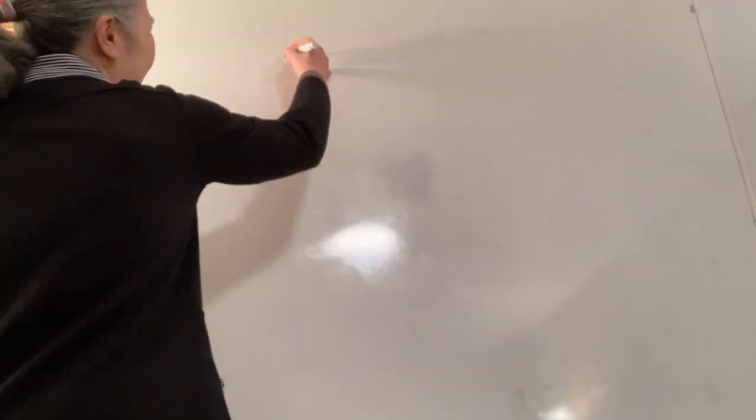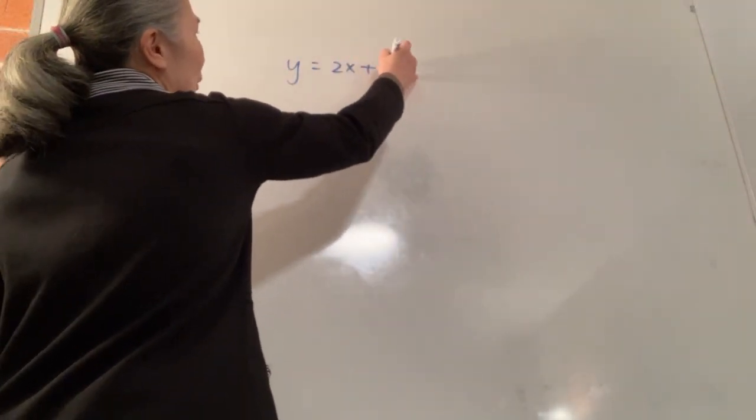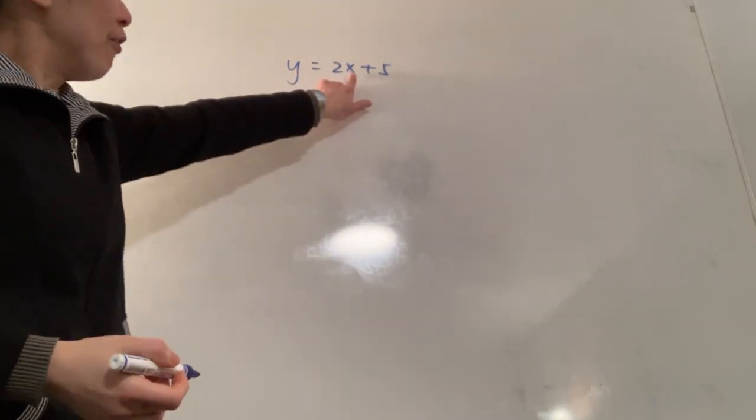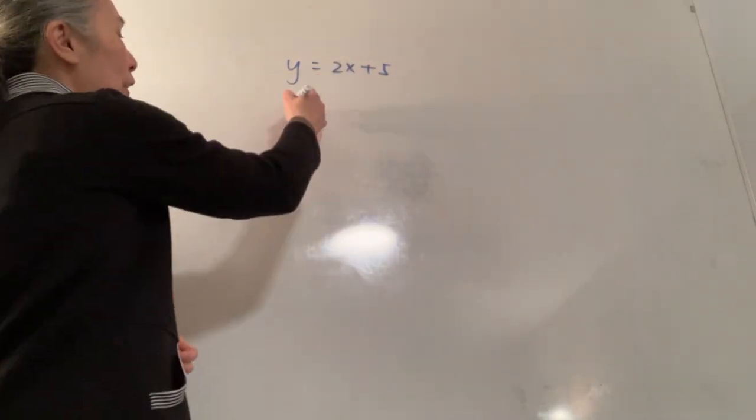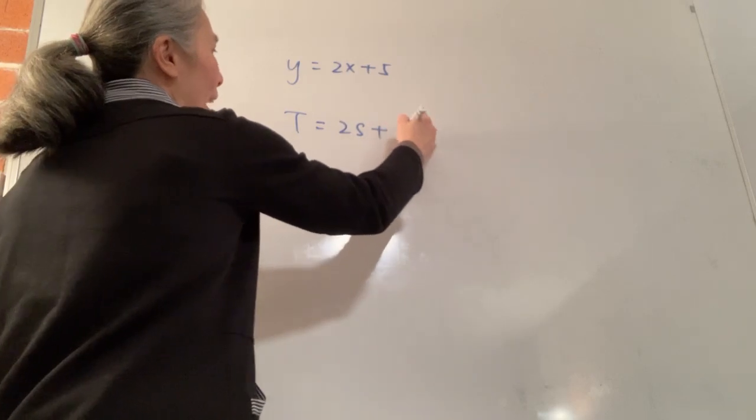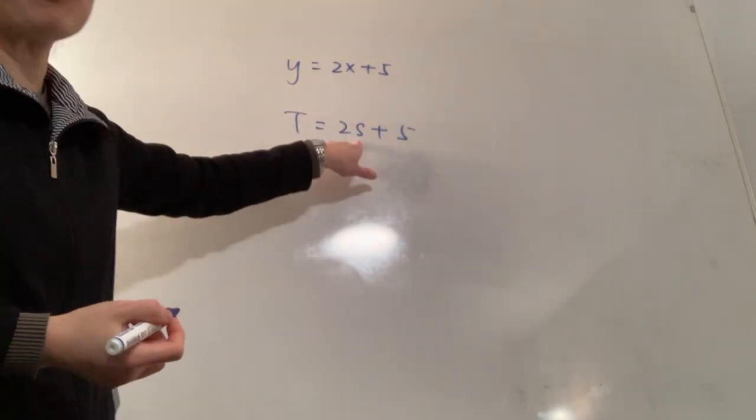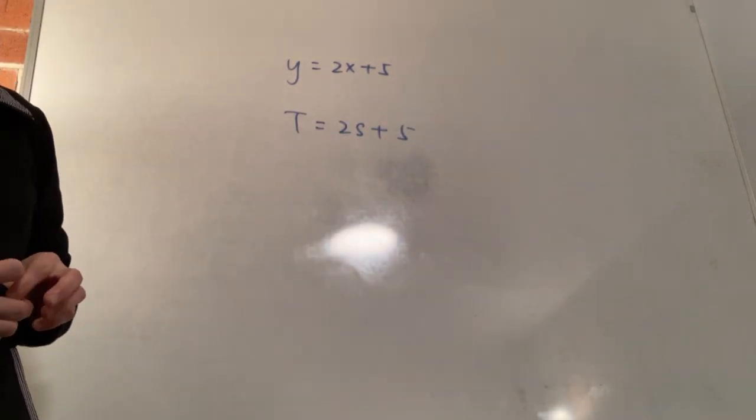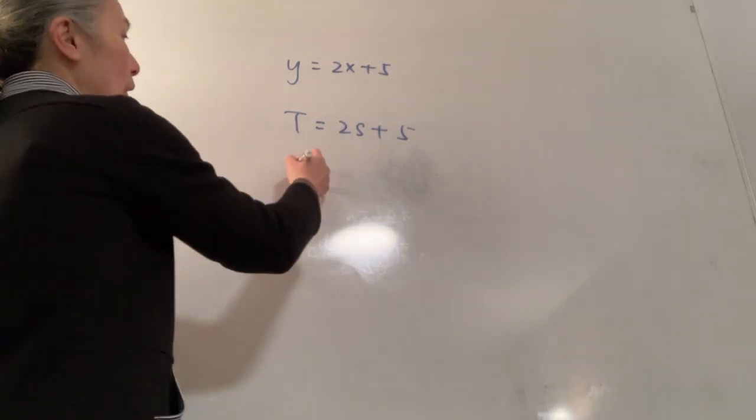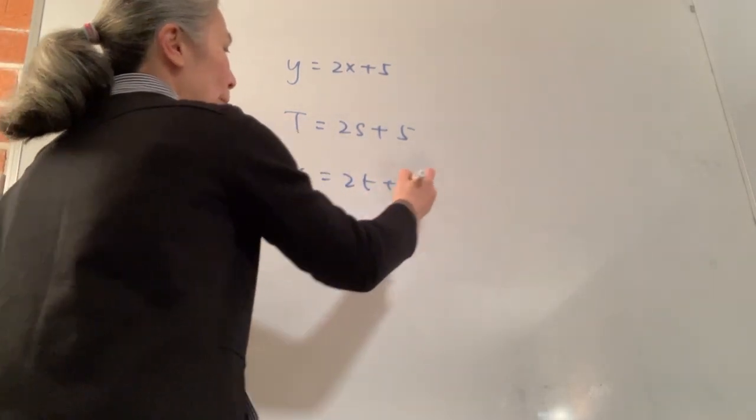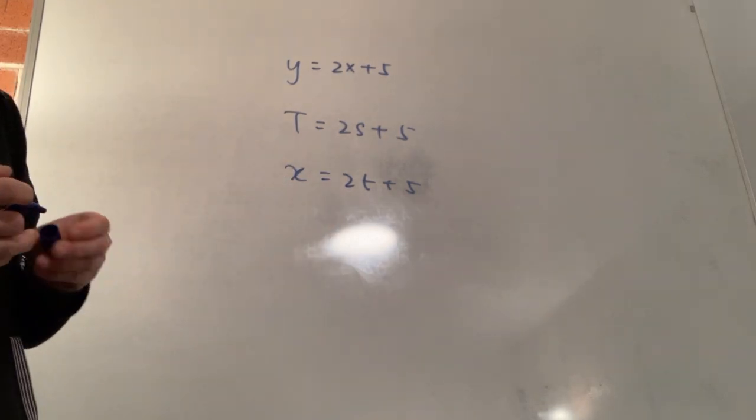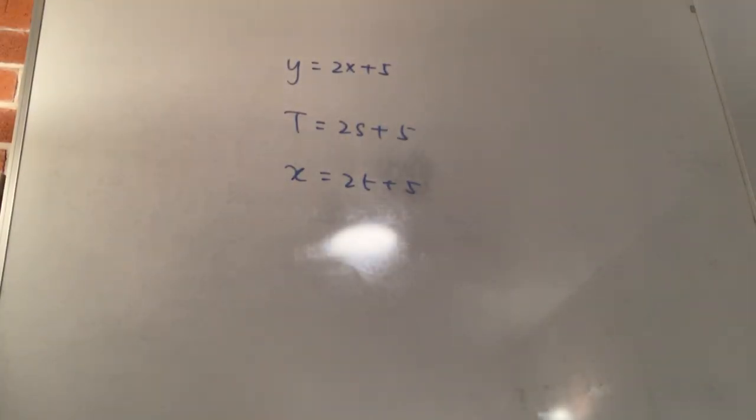Wait, what does it mean by differentiate with respect to x? It's just dy over dx. If y equals 2x plus y, you differentiate with respect to x, so you just keep x. If you have t equal to 2s plus 5, that means differentiate t with respect to s. Could they say respect to t? Yes, you can. So you have x equals 2t plus 5, and differentiate x with respect to t. That's what it means by respect.